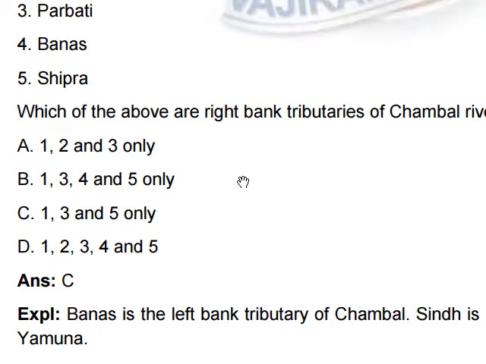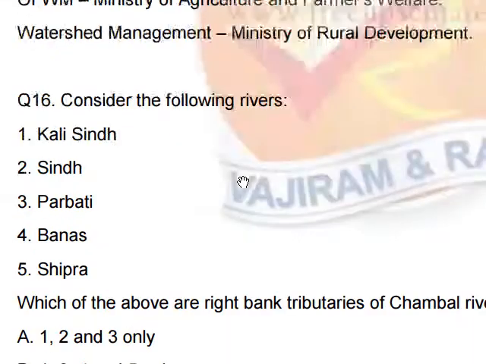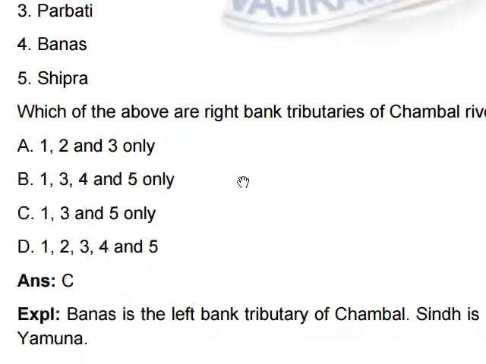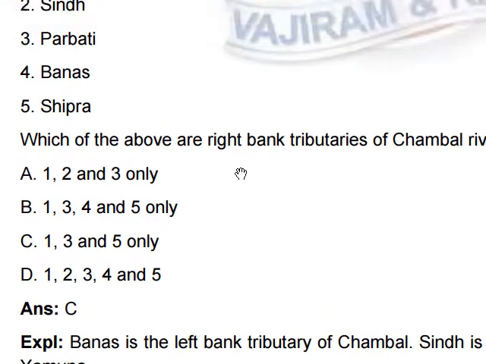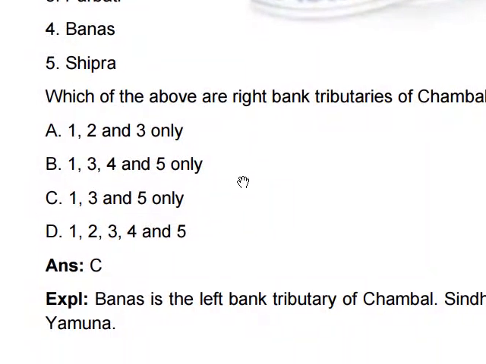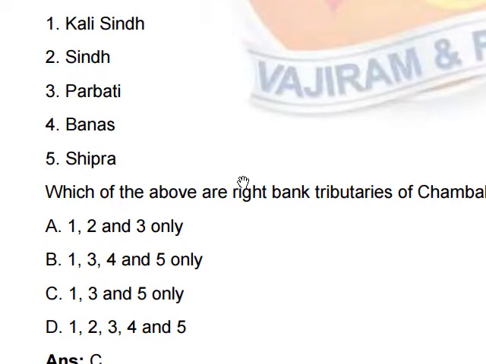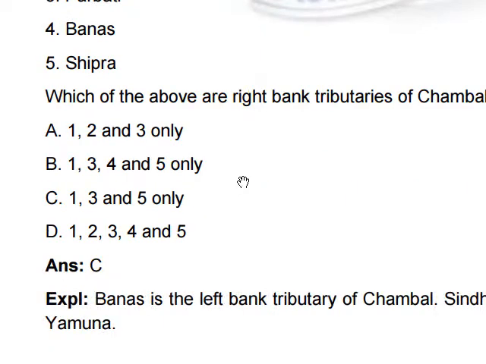Banas is the left bank tributary of Chambal River. So Banas, theory for it, is the left bank tributary of Chambal River. And here the question calls for right bank tributaries: Sipra, Parvati, and Kali Sindh. And Banas is the left bank tributary.